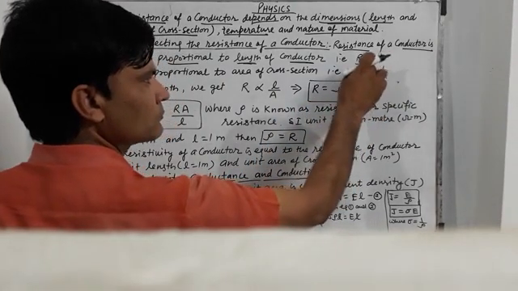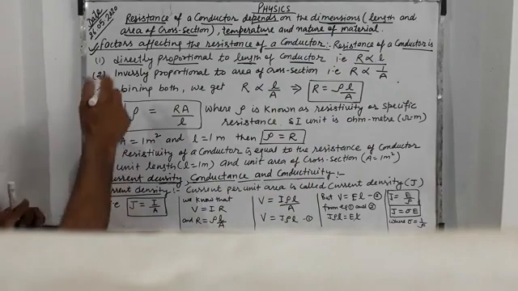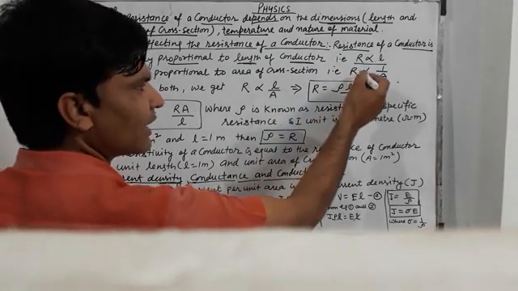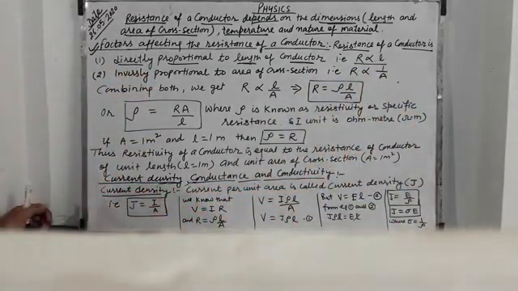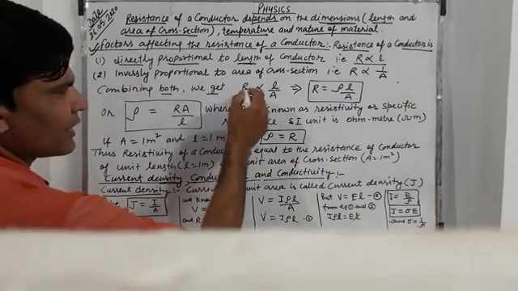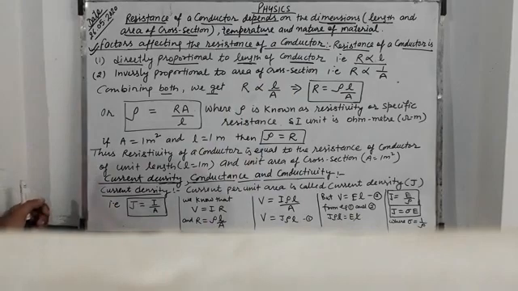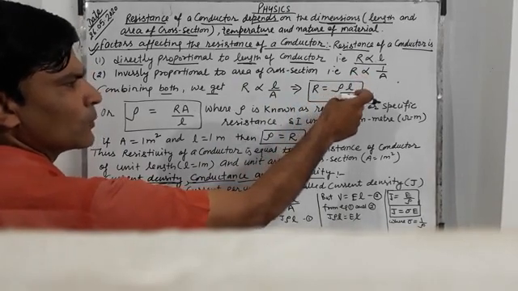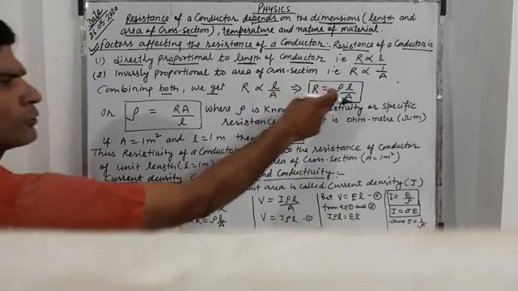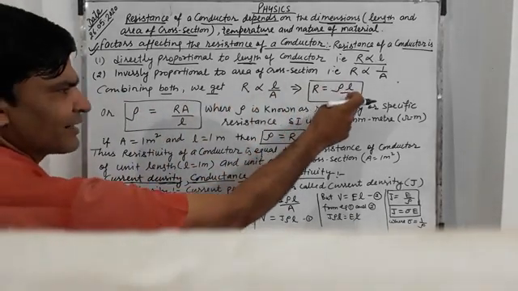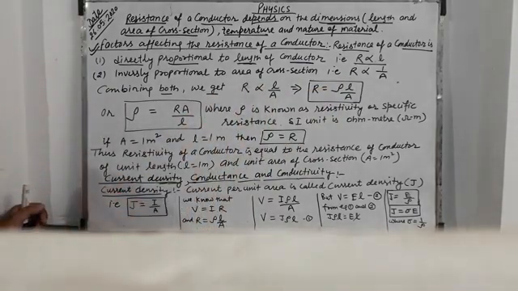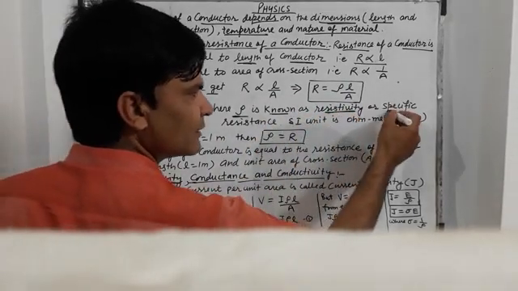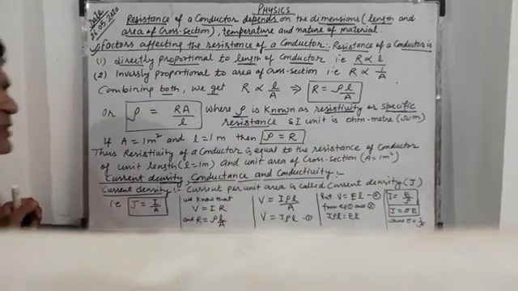Okay, in the second part, it is inversely proportional to the area of cross section, that is R proportional to 1 upon A. Combining both, we get R proportional to L upon A, and removing the proportionality, we get R is equal to rho L upon A, or rho equal to R A upon L, where rho is known as resistivity or specific resistance.